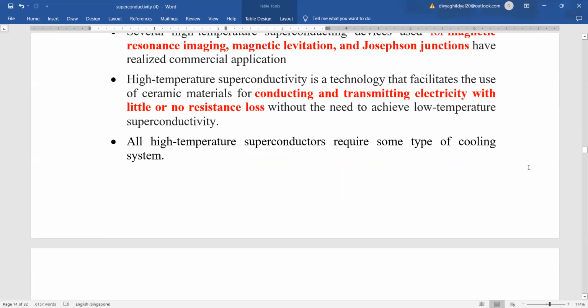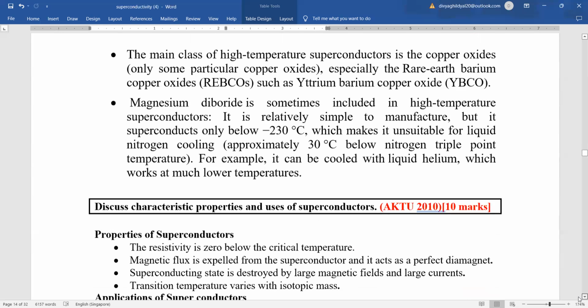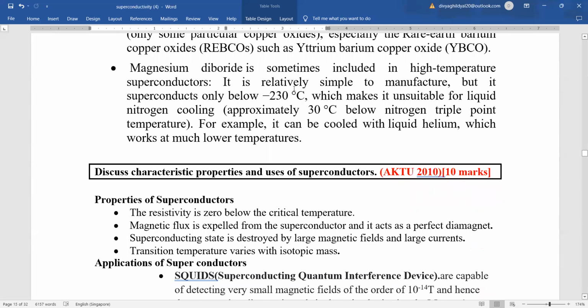All high temperature superconductors do require a cooling system, and many other compounds are also used as high temperature superconductors, but they do require a cooling system along with it.